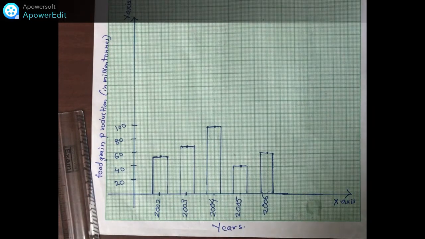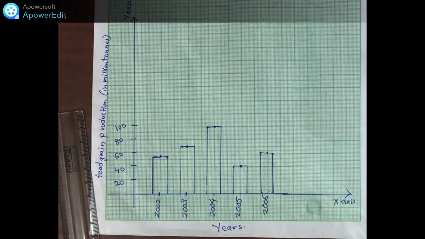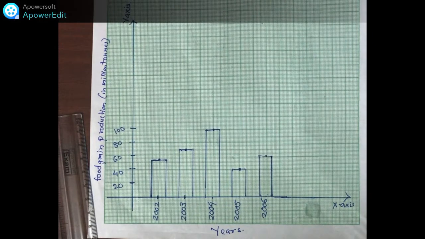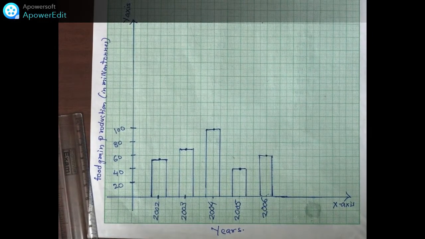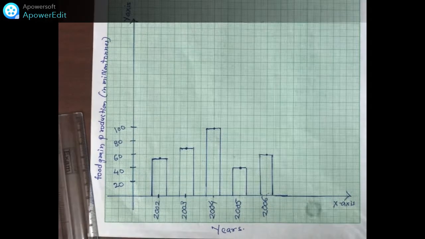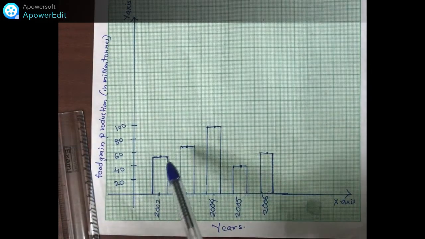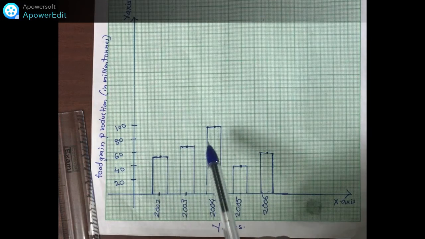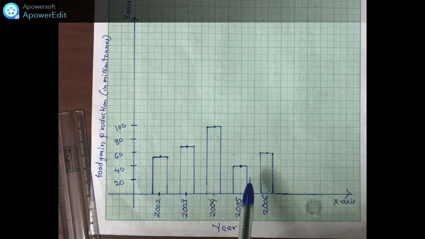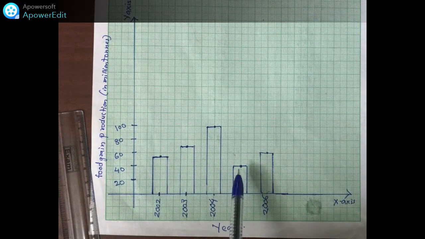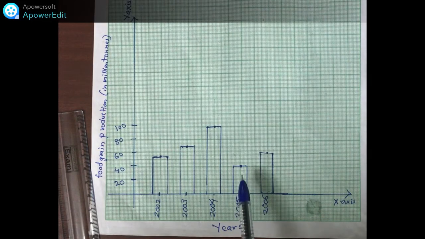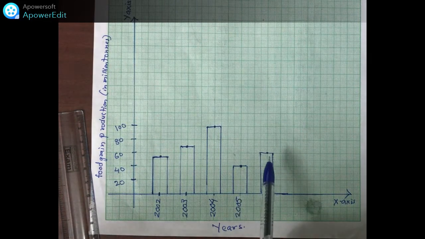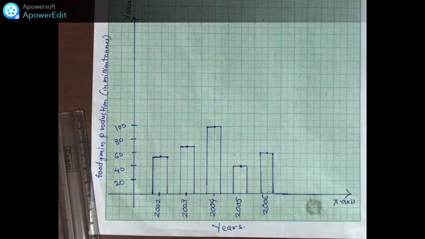To interpret this bar graph, as you can see, the food grain production varies from 2002 to 2006. There is a growth in food grain production from 2002 to 2004, but by 2005 the food grain production has decreased again, and again we can see a slight increase in food grain production by the year 2006. So this is the simple bar graph.